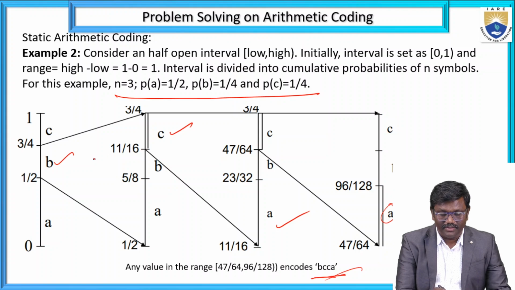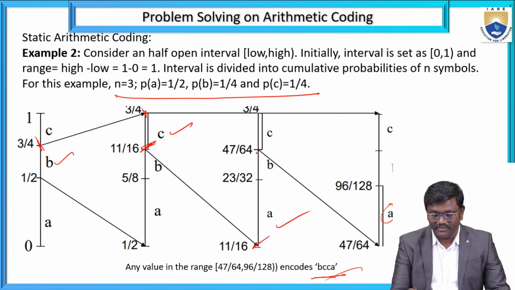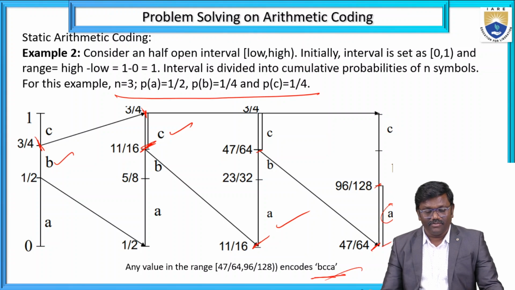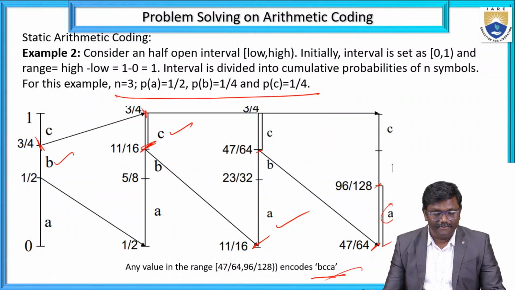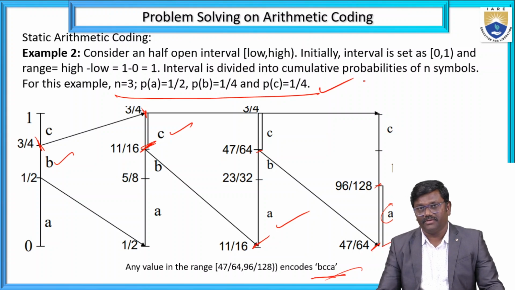So B will be here. Start will be here, end will be here. Next, C starts here and ends here. And C again starts here and ends here, whereas A will start and end here. So these values vary in between based on the frequencies of the symbols.